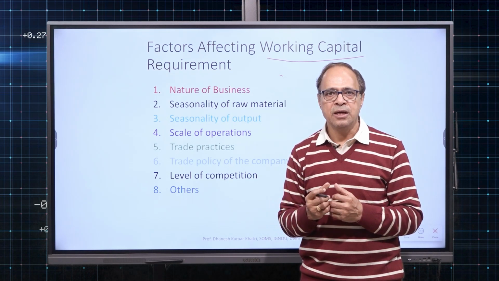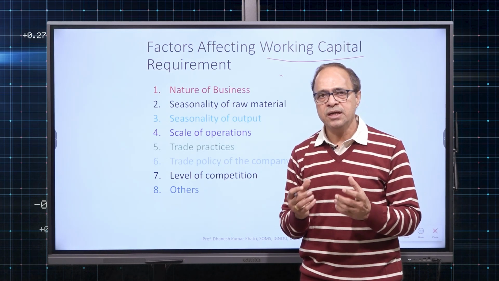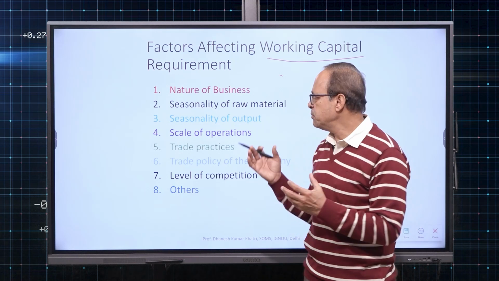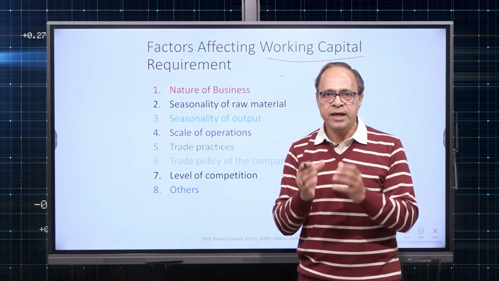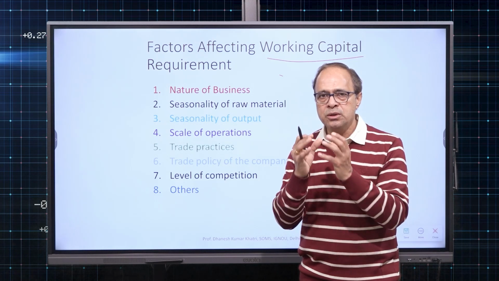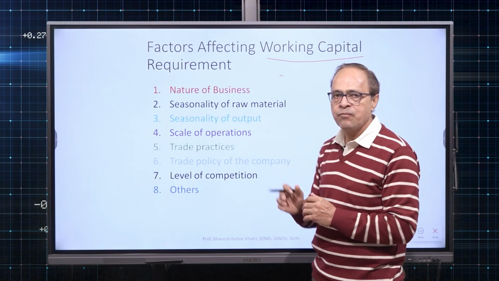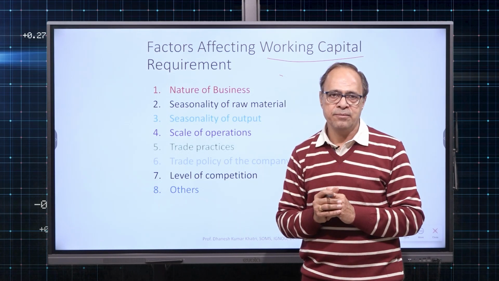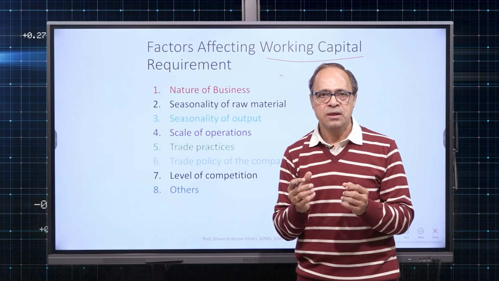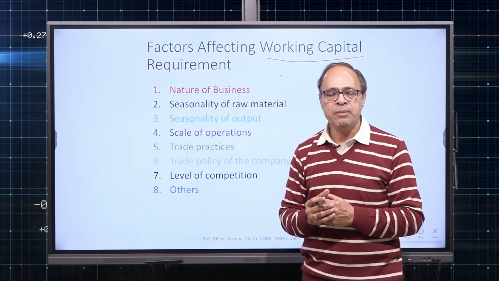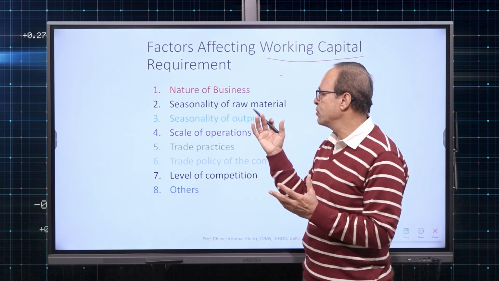Take a simple example: if you are a grain merchant, let us say dealing in wheat only. Your wheat procurement will be very high during March, April when the crop season is there, and the crop procured in March, April will be sold throughout the year. So your working capital requirement during that particular season will be very high. Whereas if you are in the woolen industry, woolen garments, your inventory requirement will be very high during the winter season. So it depends on the nature of business.